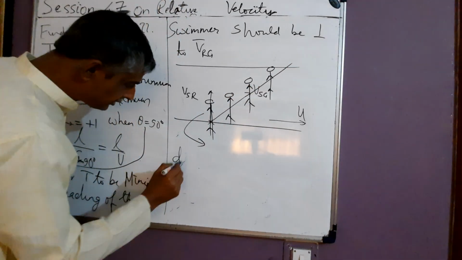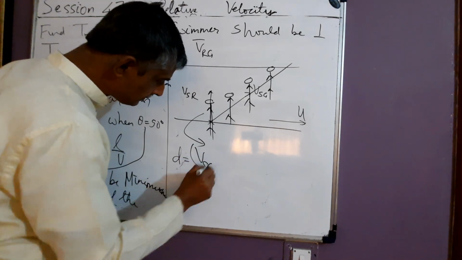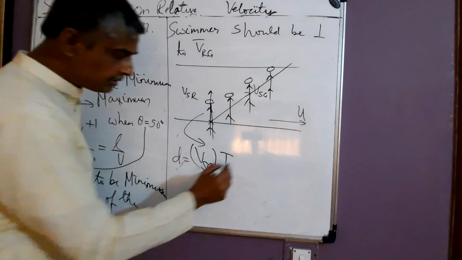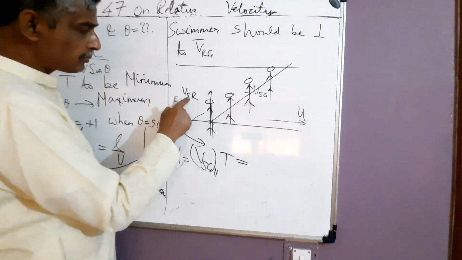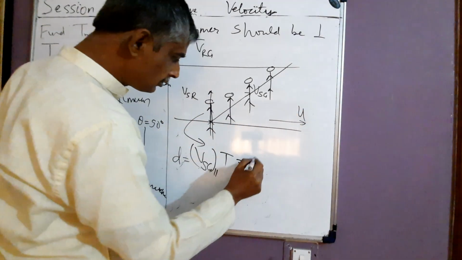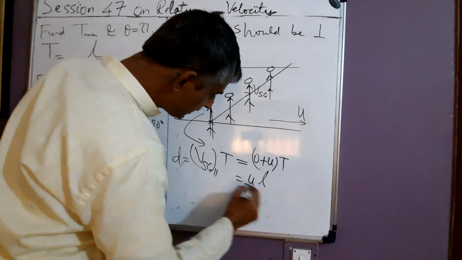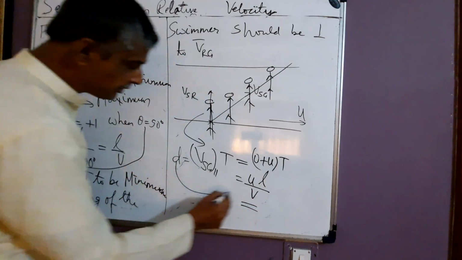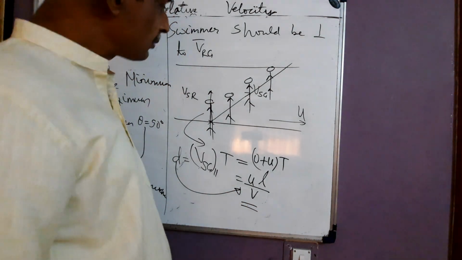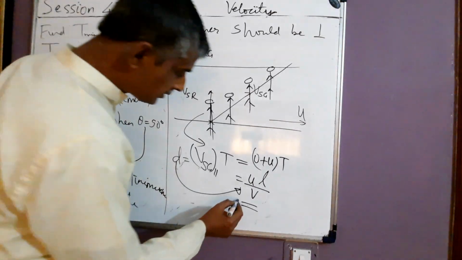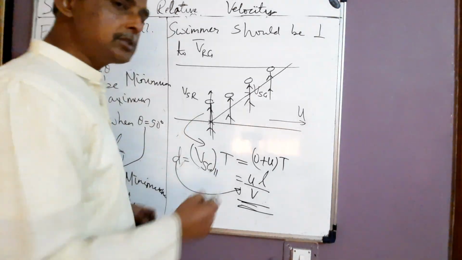And what is the corresponding drift? Just now I wrote drift is VSG parallel into T. VSG parallel is the component of VSG along the river flow direction, which is the component of VSR along this, which is 0, plus U. 0 plus U into T, where T becomes L by V. This is the corresponding drift of the swimmer while crossing the river when the time taken is minimum.